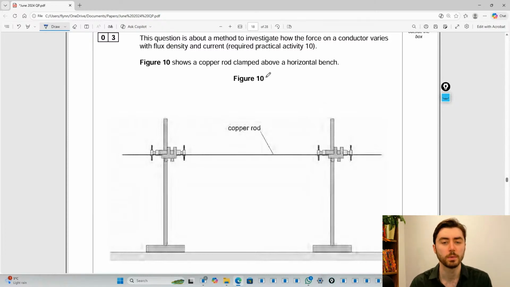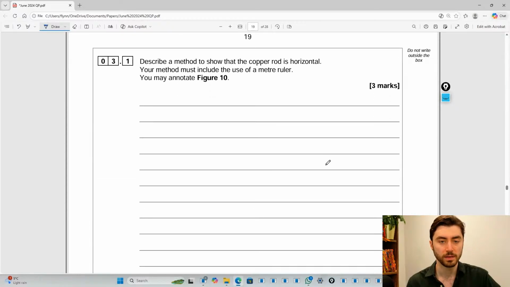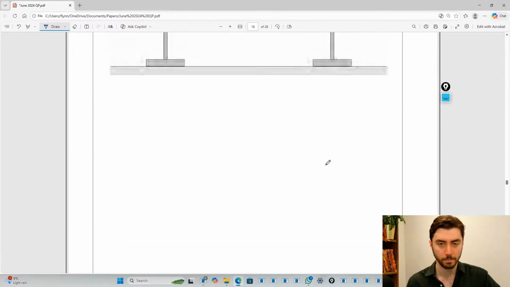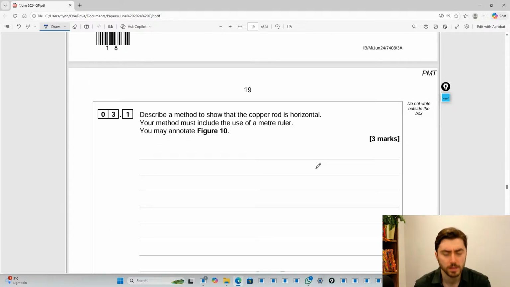Okay, so a rod clamped. So you have a copper rod. Describe a method to show that the copper rod is horizontal. Your method must include the use of a meter rule. You may annotate. So this is set squares. Is it set squares? Okay, so 3 marks. And again, this is probably something you've like memorized.